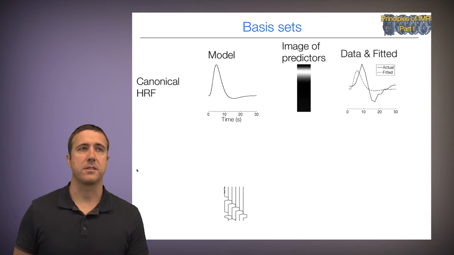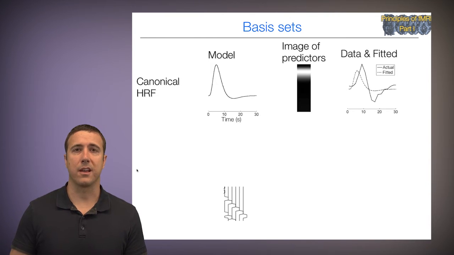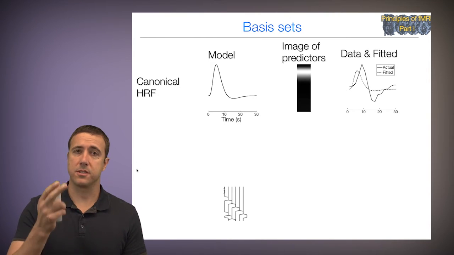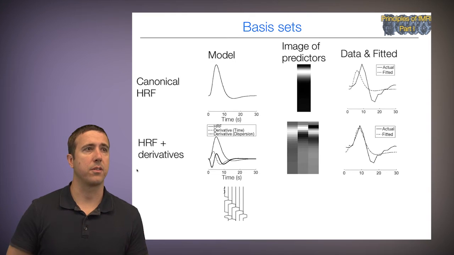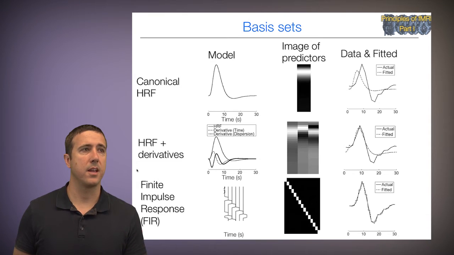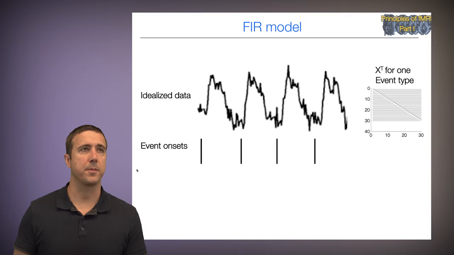So let's look at what these basis sets are. The canonical HRF looks like, you see it looking on the left here. If we look at the image, it's just a single predictor, and that's the fit. The HRF plus derivatives, for every event, I end up with these 3 parameters, and there's the fit. And for the finite impulse response model, I'm going to develop a whole set of predictors that I'll explain in more detail in a moment. And there's essentially 1 predictor per time point following event onset. And that lets me model the response very flexibly.